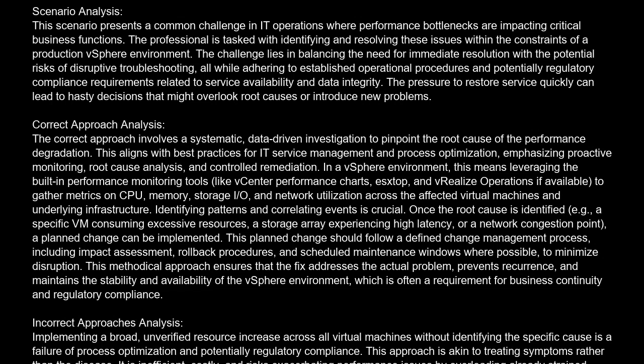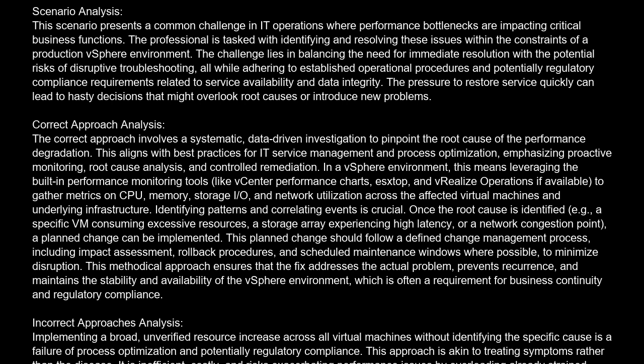Correct answer is A. Conduct a thorough performance analysis using vSphere monitoring tools to identify resource bottlenecks, and then implement a targeted remediation plan following change management procedures. Explanation. Scenario analysis. This scenario presents a common challenge in IT operations where performance bottlenecks are impacting critical business functions. The professional is tasked with identifying and resolving these issues within the constraints of a production vSphere environment.